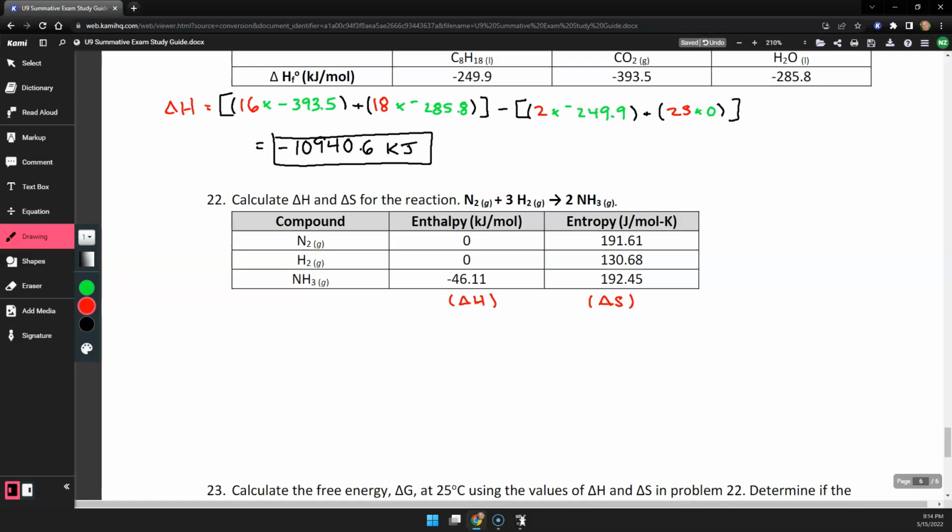All right. So for delta H, products, there are 2 moles of NH3. NH3 is negative 46.11 minus the reactants. Well, if you notice here, there's 2 zeros, so it'd be minus 0. So 2 times negative 46.11 gives us a value of negative 92.22 kilojoules.